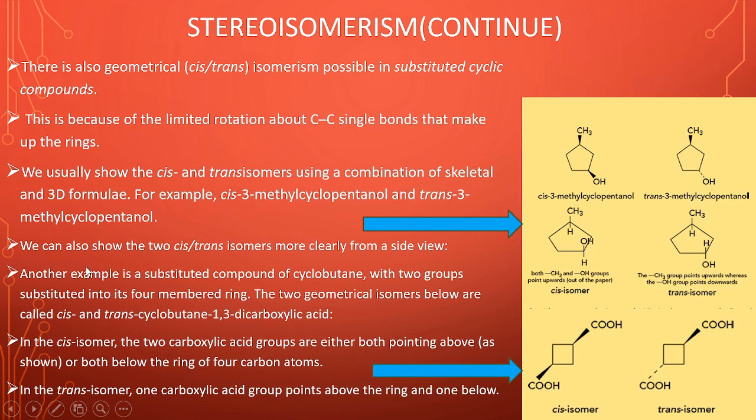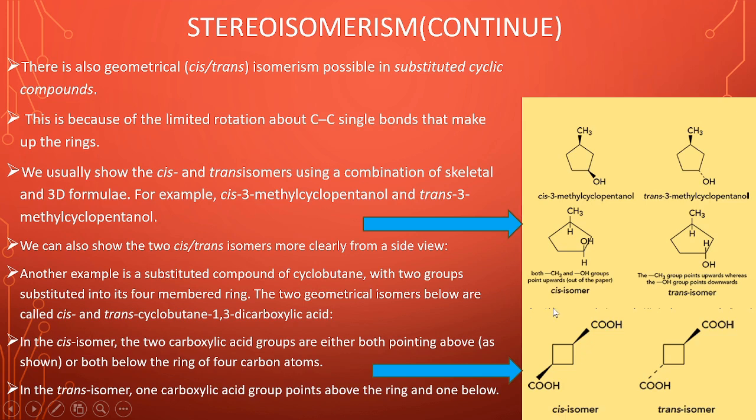Again, you can see here. Another example is a substituted compound of cyclobutane with two groups substituted on the 4-member ring. The two geometric isomers below are called cis and trans cyclobutane. You can see here. This one is cyclobutane. This is a cis isomer. This is a trans isomer.